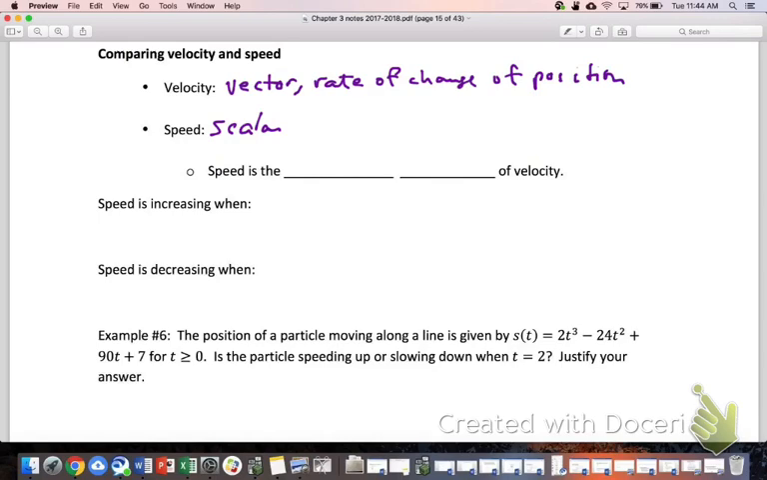Let's finish it up. So if speed is scalar, so it doesn't have a positive or negative sign, it's always considered to be a positive quantity, we could say that the speed function is the blank blank of the velocity function. Absolute value. It's absolute value. There you go. So speed could be considered the absolute value of the velocity.